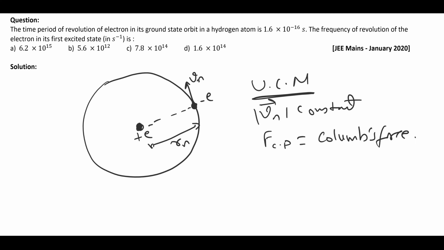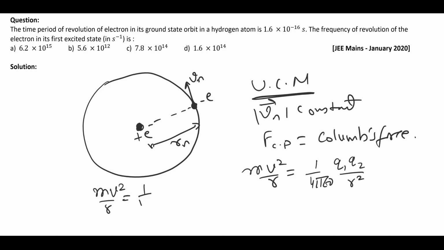The centripetal force is provided by Coulomb's force. So mv square by r, which is the centripetal force, is equal to the Coulomb's force between the proton and the electron, which is 1 by 4 pi epsilon naught q1 q2 upon r square. In this case, mv square by r is equal to 1 by 4 pi epsilon naught e square by r square.